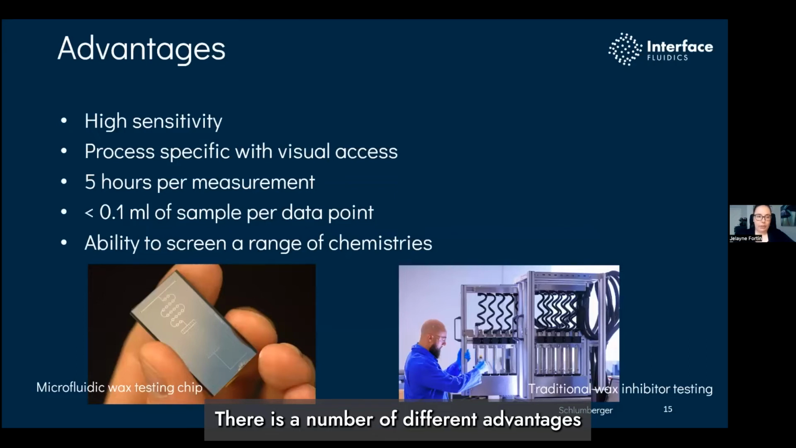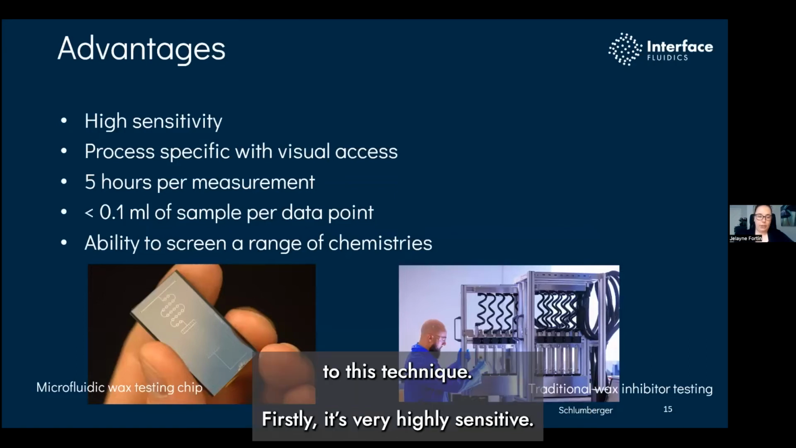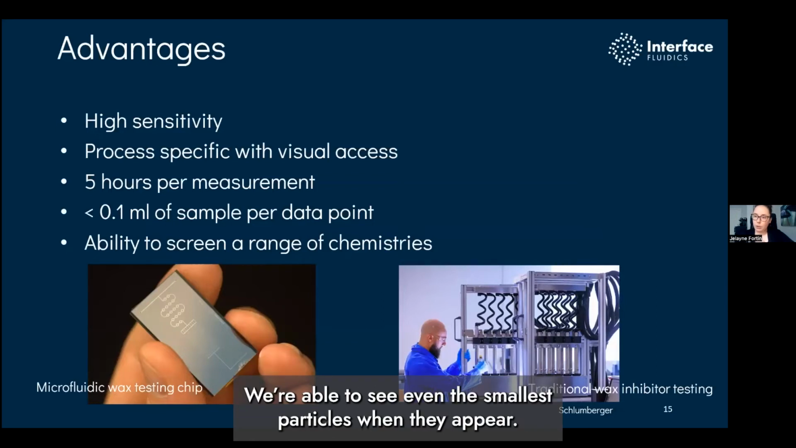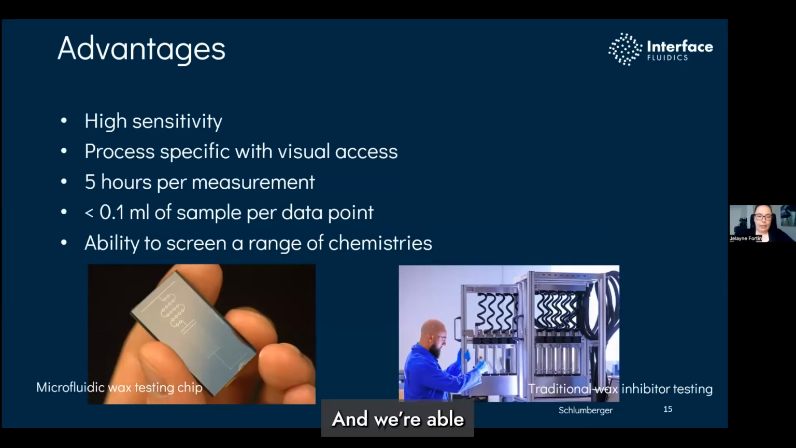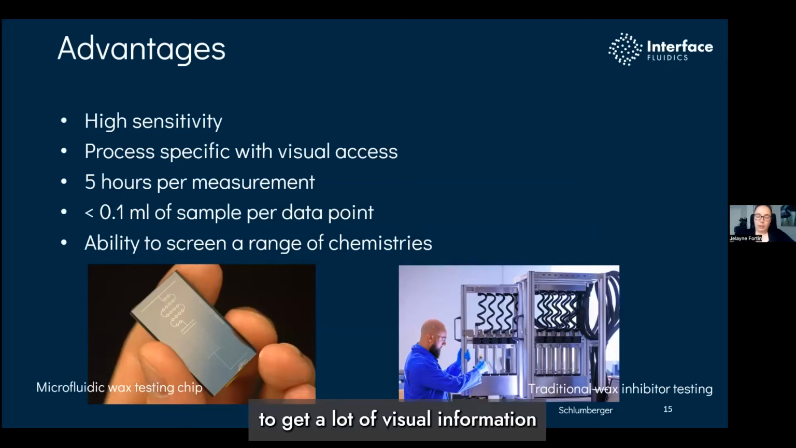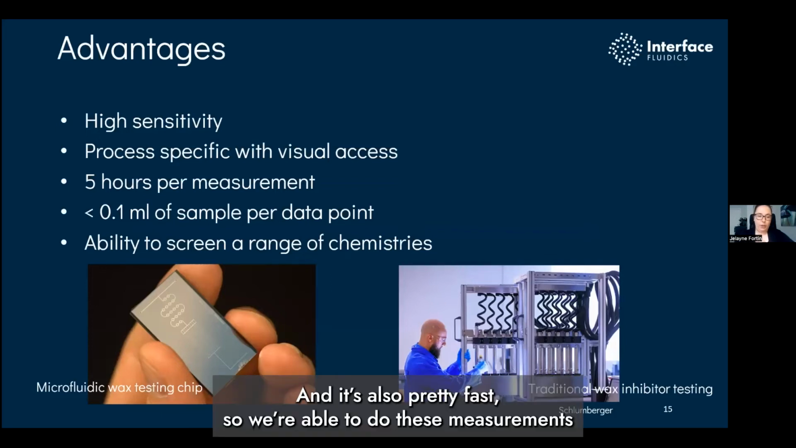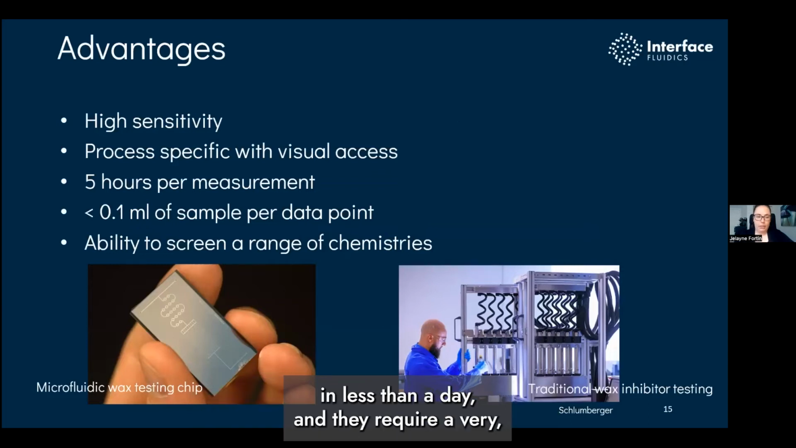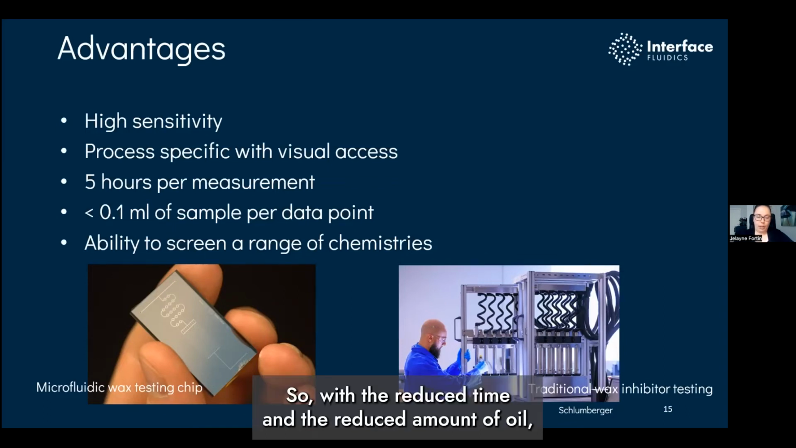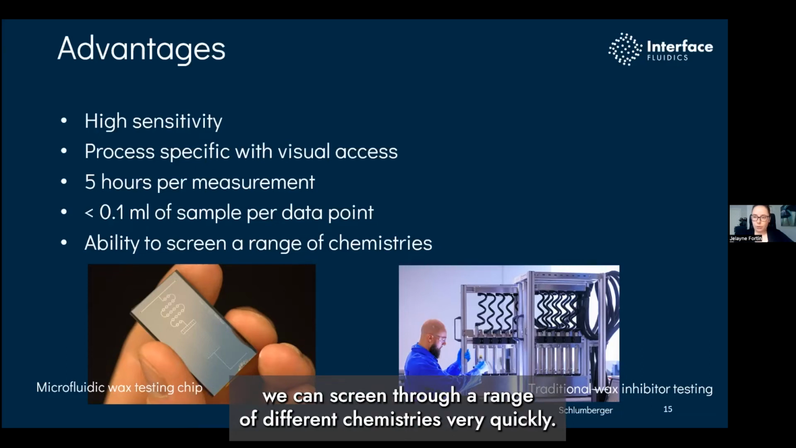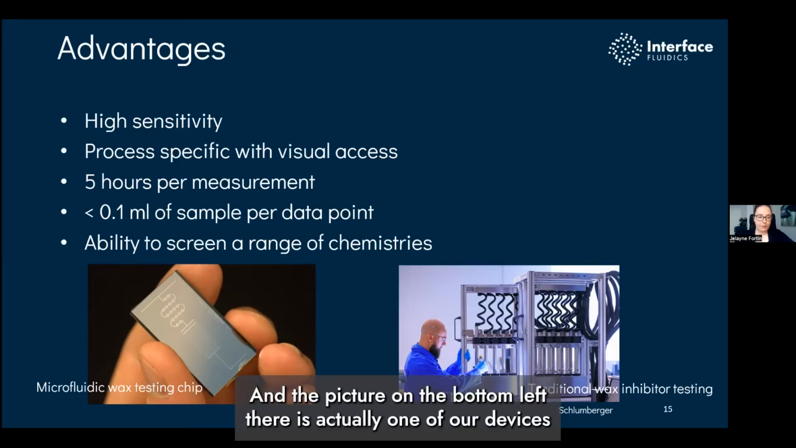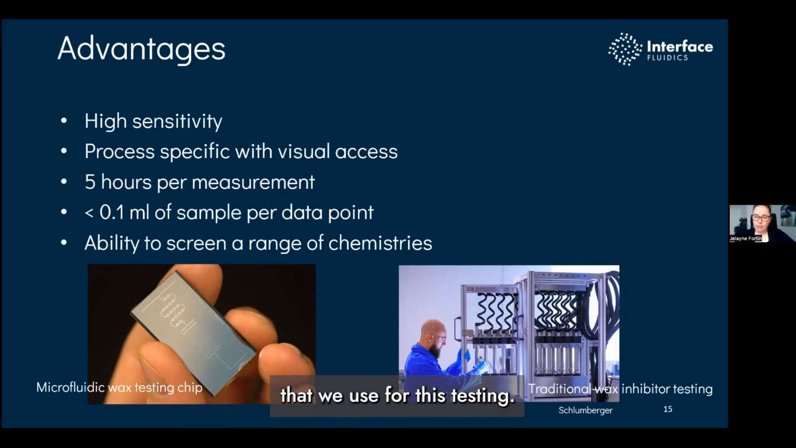There are a number of different advantages to this technique. Firstly, it's very highly sensitive. We're able to see even the smallest particles when they appear, and we're able to get a lot of visual information that we don't get in other techniques. It's also pretty fast, so we're able to do these measurements in less than a day, and they require a very, very small amount of oil. With the reduced time and the reduced amount of oil, we can screen through a range of different chemistries really quickly. The picture on the bottom left is one of our devices that we use for this testing.